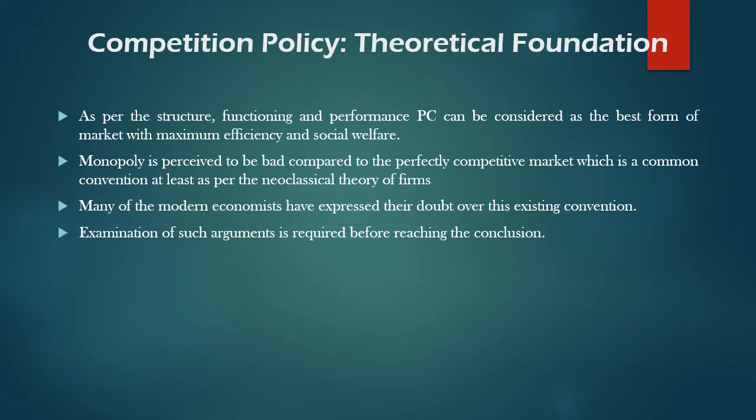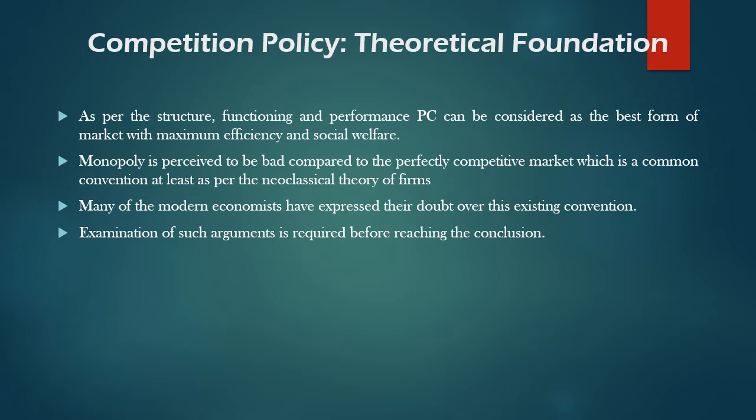So there is a common convention among neoclassical economists that the perfectly competitive market is the best form because it ensures the optimization of social welfare through maximum efficiency. So it will maximize the allocative efficiency in the market and also the social welfare. Just the opposite, monopoly is considered to be a bad form of market, or worse compared to perfect competition.